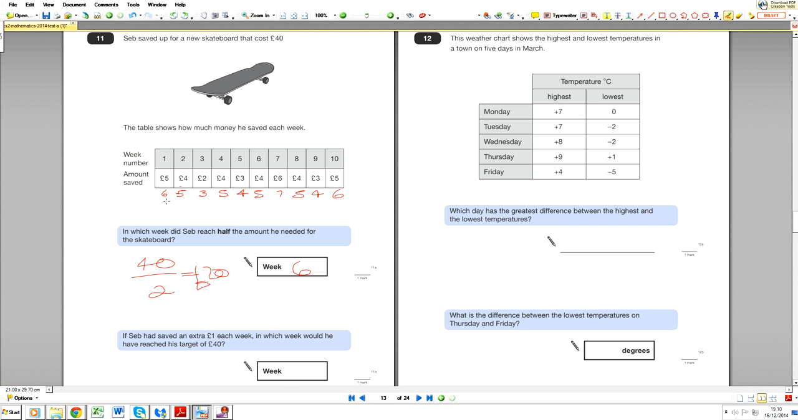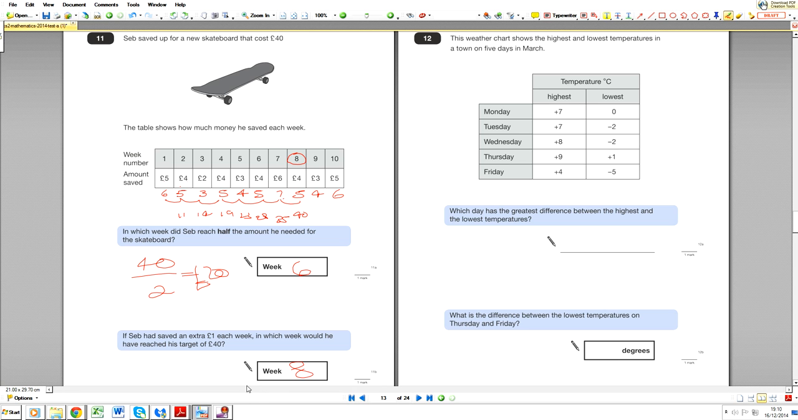Let's have a look now. 6 add 5 is 11. 11 add 4 is 15. 15 add 5 is 20. 20 add 4 is 24. 24 add 5 is 29. 29 add 6 is 35. 35 add 5 is 40. So the week number is week number 8.